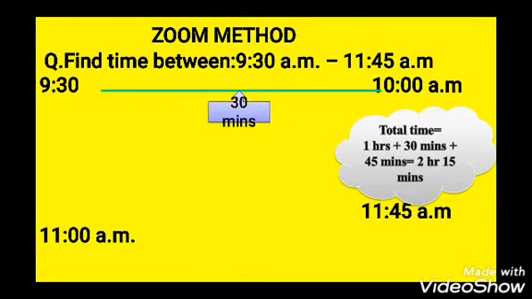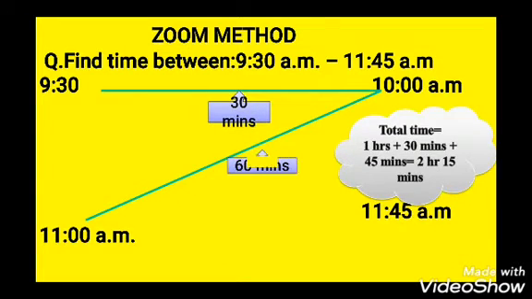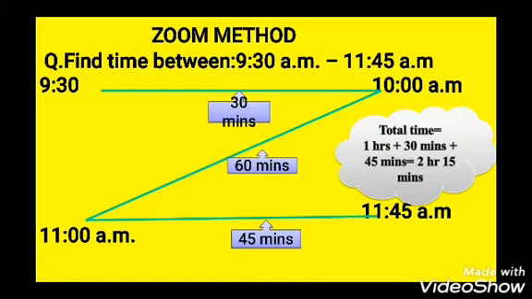So the time passed is 30 minutes. Between 10 a.m. to 11 a.m. it is 60 minutes. 11 a.m. to 11:45 it is 45 minutes. So the total time is 1 hour plus 30 minutes plus 45 minutes. 60 minutes can be written as 1 hour. So the time elapsed is 2 hours 15 minutes.